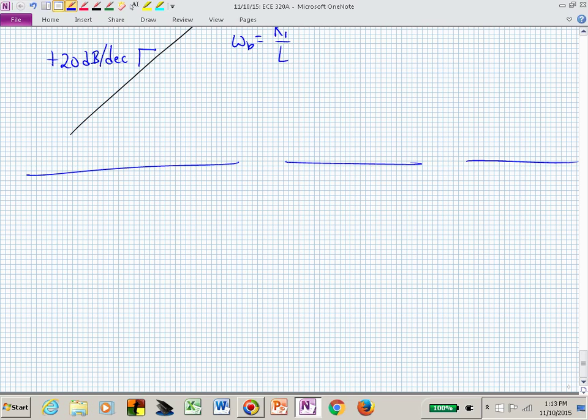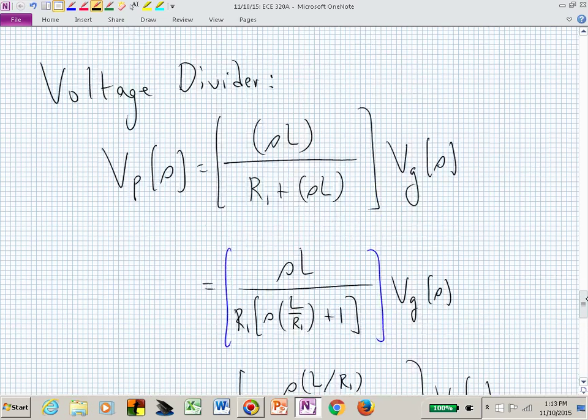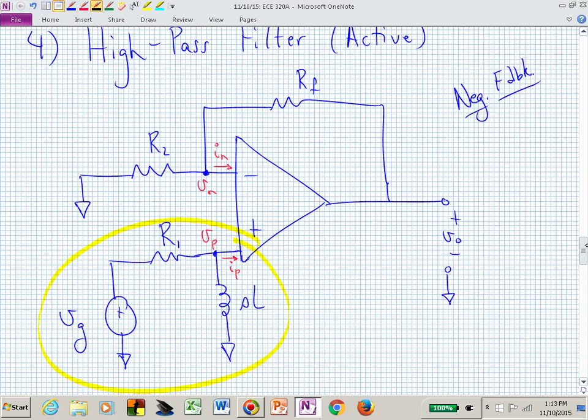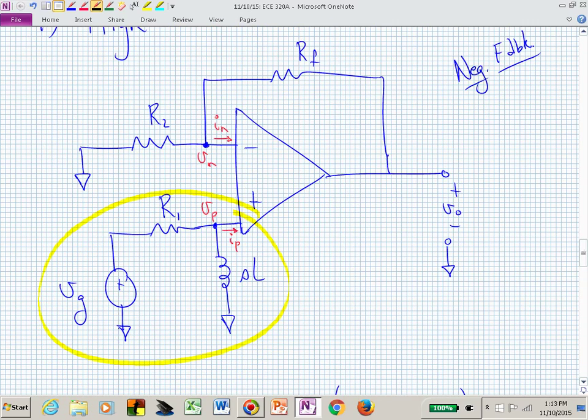But that's not the complete analysis. We now need to figure out how does this additional circuitry connected to this op-amp impact that frequency-dependent piece that's connected to the non-inverting terminal.